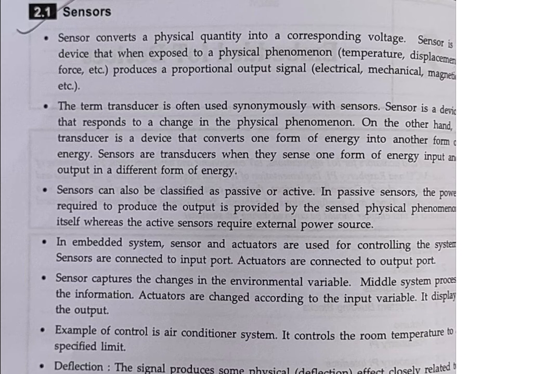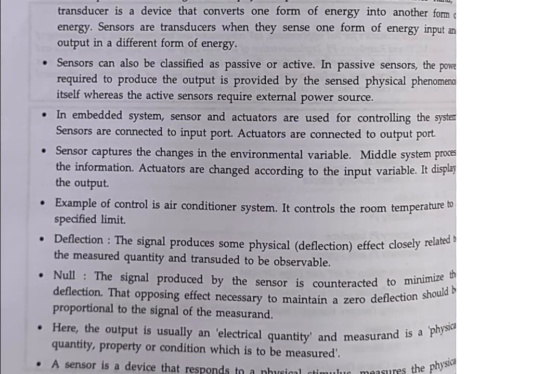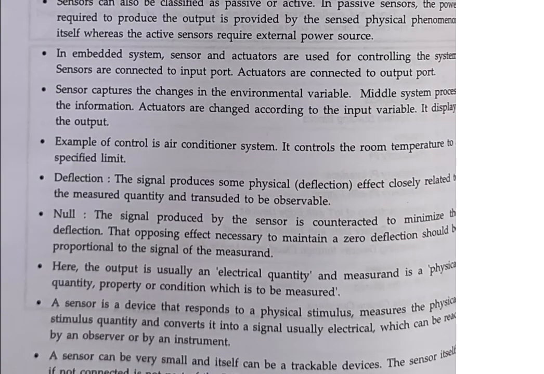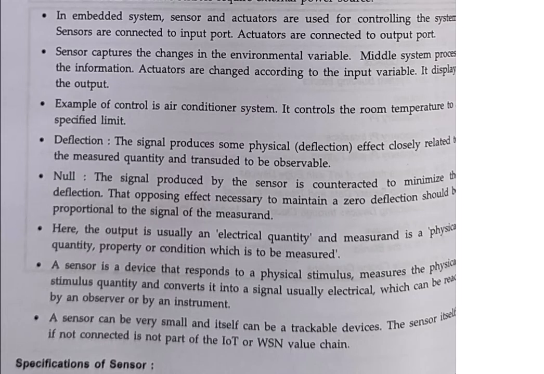In an embedded system, sensors and actuators are used for controlling the system. Sensors are connected to the input port, actuators are connected to the output port. The sensor captures the changes in the environmental variable. The middle system processes the information. Actuators are changed according to the input variable. It displays the output. An example of control is an air conditioner system. It controls the room temperature to a specified limit.